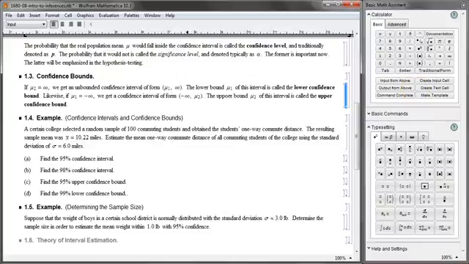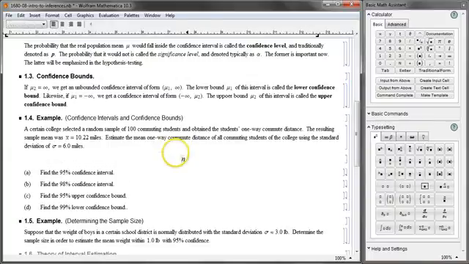I think we have enough time to study some example here, so let's go ahead and do that. A certain college selected a random sample of 100 commuting students. So the sample size here is 100. And obtained the student's one-way commute distance. The resulting sample mean was about 10.22 miles.